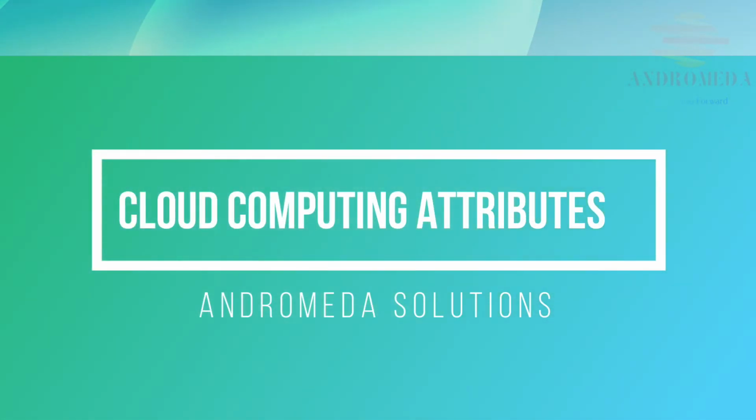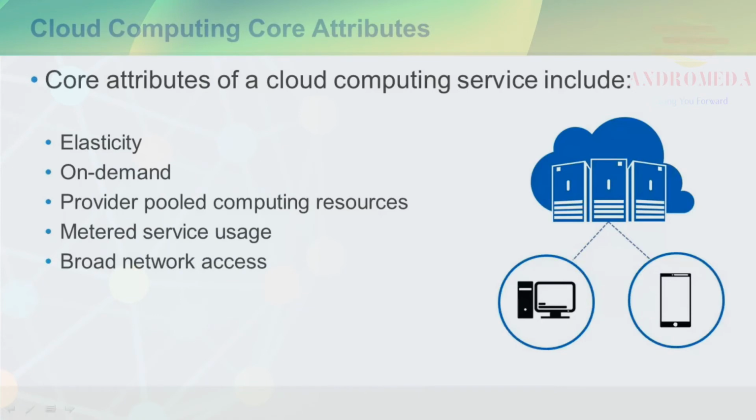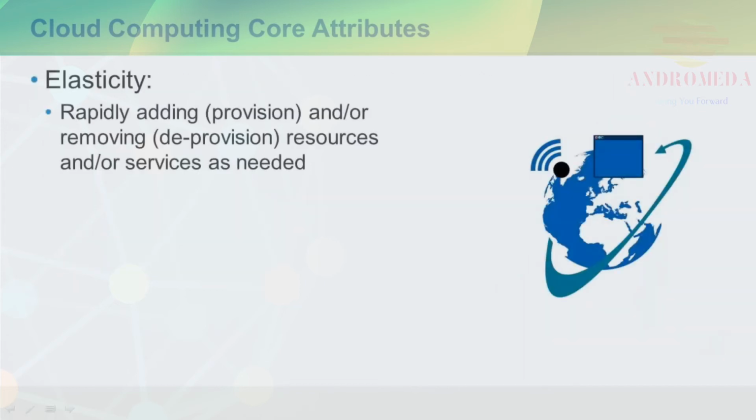Taking a look at some of the core attributes of a cloud computing service, we see here elasticity, on demand, provider pooled computing resources, metered service usage, and broad network access. And again, we'll go through each of these individually. But elasticity, to begin, this refers to the ability to very rapidly add, what's referred to as provision, and or remove, deprovision, resources and or services as needed.